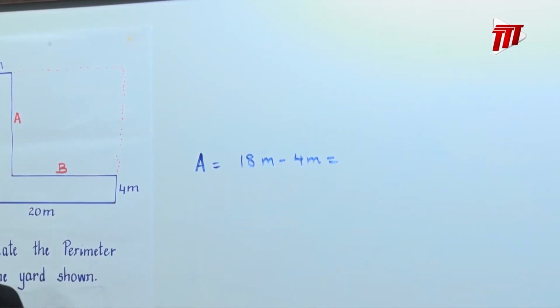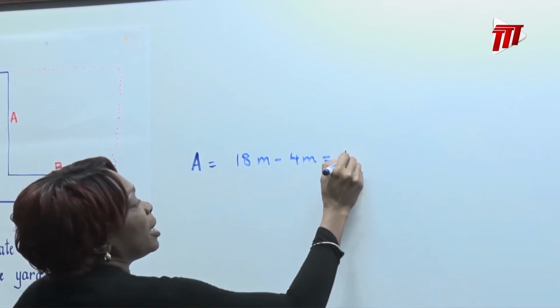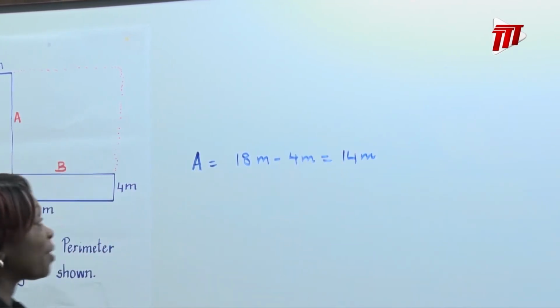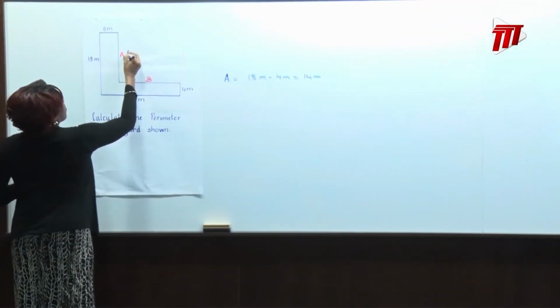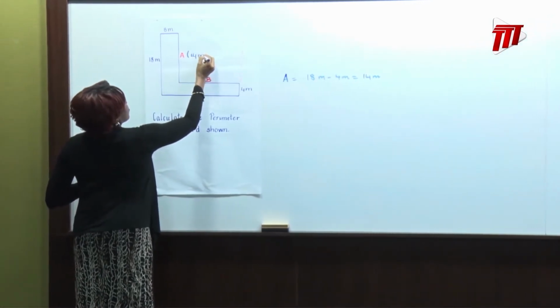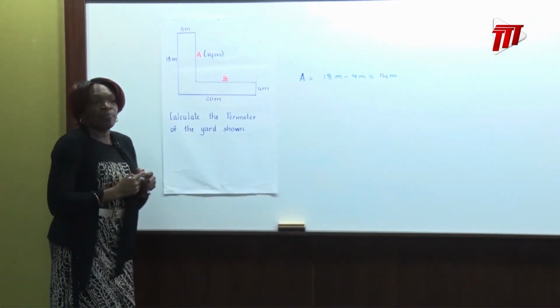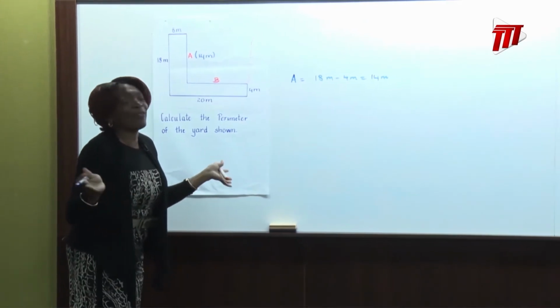And what will we get? We will get 14 meters. So in truth and in fact, A, are you seeing that, boys and girls? What about B? Some of you have already worked it out, you know.